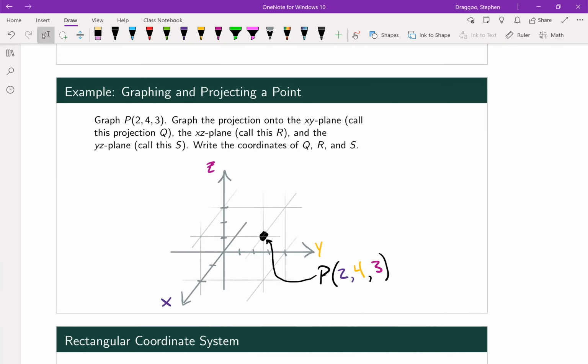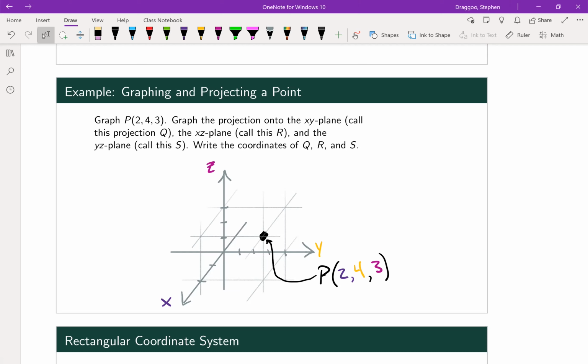Right, and graphing and projecting a point. So we're going to define this new idea of projecting, where we can take a point and project it into another plane. So imagine we're just shining a light that is going to cast a shadow of our point P into the XY plane. So if we shine the light straight down, we could project it and give a projection into the XY plane. And we're going to look at projecting P into each of the 3 coordinate planes.